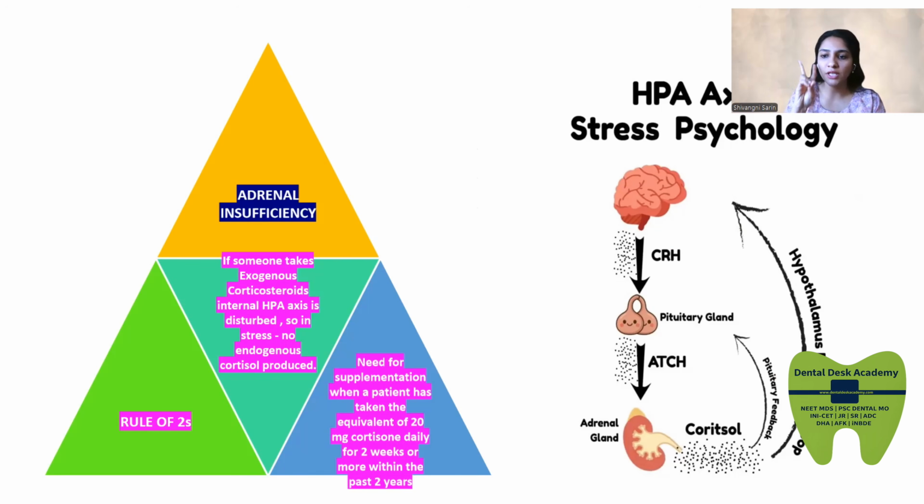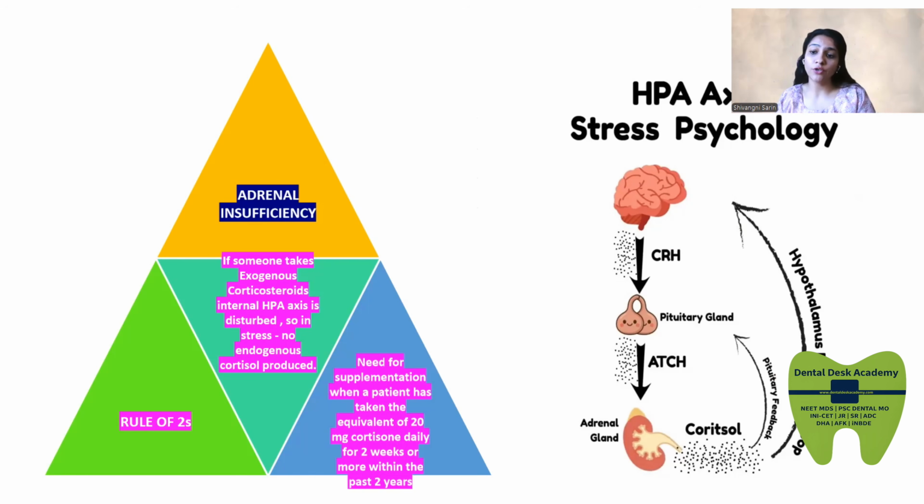So please remember, within the past 2 weeks, 20 mg cortisone has been taken daily, and the patient has been doing this over the past 2 years. He has been having a habit of this. So what are you going to do? If such a patient comes to your dental setting and you have told him to stop these exogenous corticosteroids, and the patient starts feeling stressed in that dental chair, he starts having anxiety, the internal HPA axis, of which I have showed the chart, will not be able to work.